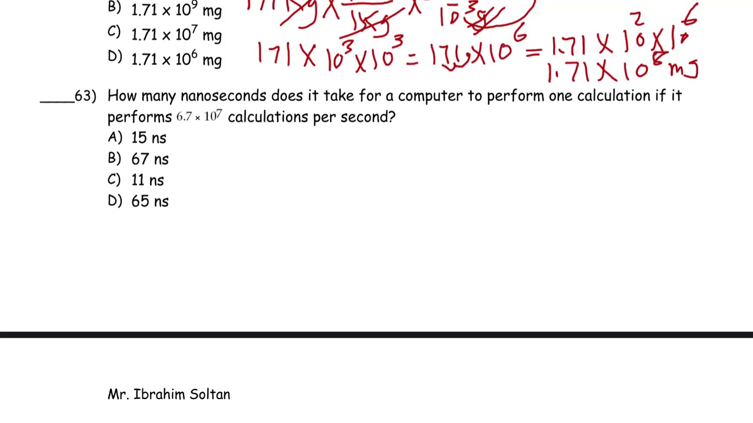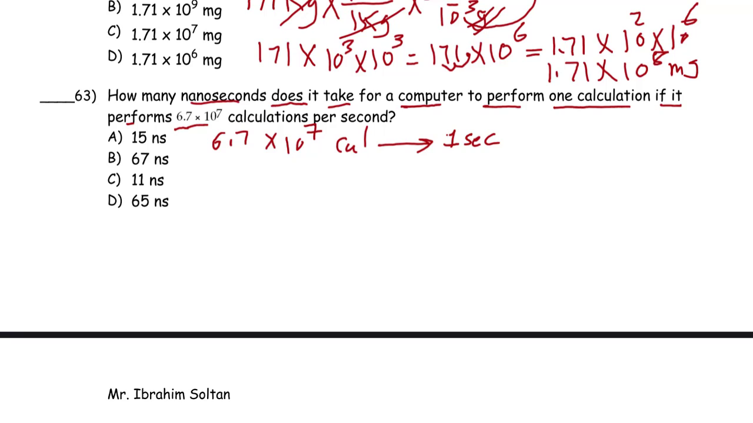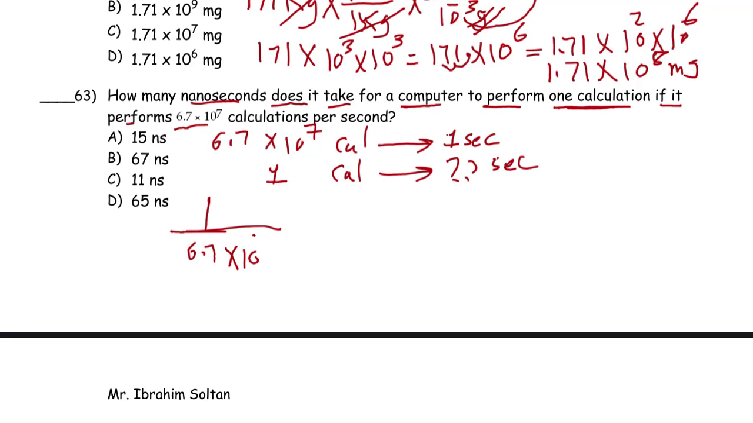About number 63. How many nanoseconds does it take for a computer to perform one calculation if it performs 6.7 times 10 power 7 calculations per second? So 6.7 times 10 power 7 calculations per 1 second. He asked, how many nanoseconds does it take for a computer to perform one calculation. So we have one calculation at the beginning in seconds, and after that converted into nanoseconds. So 1 times 1 over 6.7 times 10 power 7 seconds. This is for one calculation.